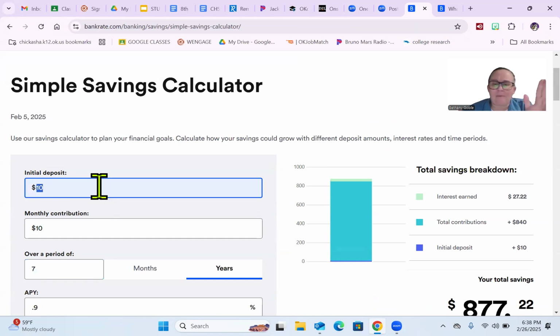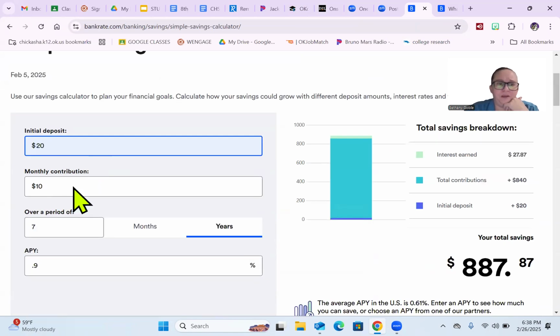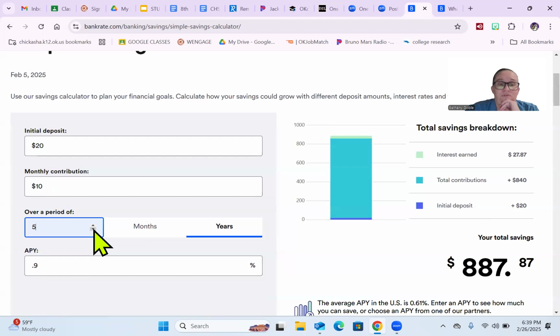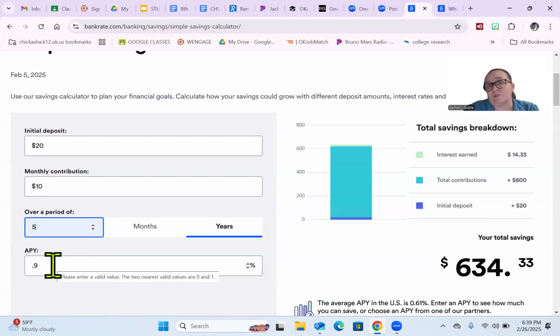Say I'm going to open a savings account and I'm going to put $20 in there. Every month I'm going to put $10. So I started with $20 and then every month I put $10 in that account. And I'm going to do that for, let's say, 5 years. My rate's 0.9%.